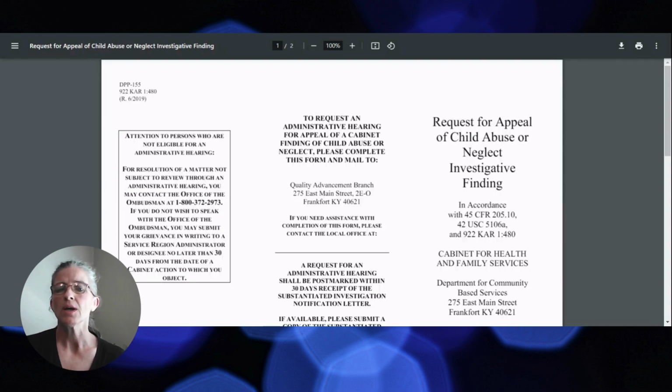So it says attention to persons who are not eligible for an administrative hearing, right over here on the left-hand side. For a resolution of a matter not subject to review through an administrative hearing, you can call the Ombudsman's office at this number, or you can submit it in writing. There's an email address for them that I will share in the Ombudsman video. And also, it will tell you to submit your grievance in writing to the Service Region Administrator or designee no later than 30 days from the date of the action that the Cabinet has performed to which you object.